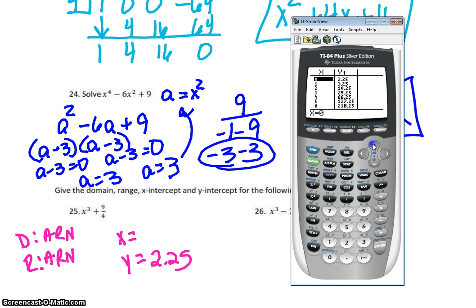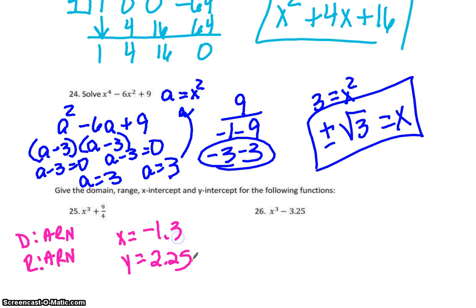Looking, going up on your table, let's see if we never get to 0. So you're going to have to go to y equal, put a 0 at y2, and go second, calc 5, let it draw, enter, enter, enter, and x is going to be negative 1.3.